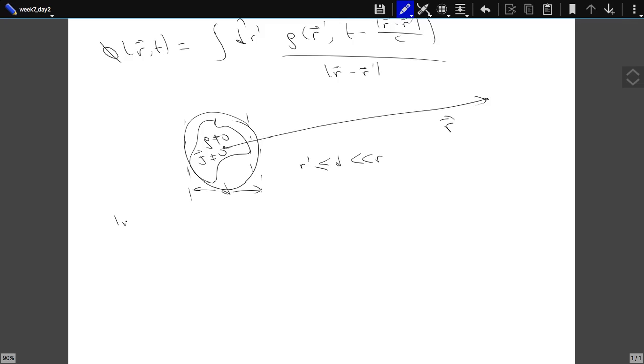Now, if this is the case, then |r minus r prime|, we had already seen that we can write as r minus r hat dot r prime. If you look at your notes from Monday, we had this expression for |r minus r prime|, and 1 over |r minus r prime| becomes 1 over r times (1 plus r hat dot r prime over r).